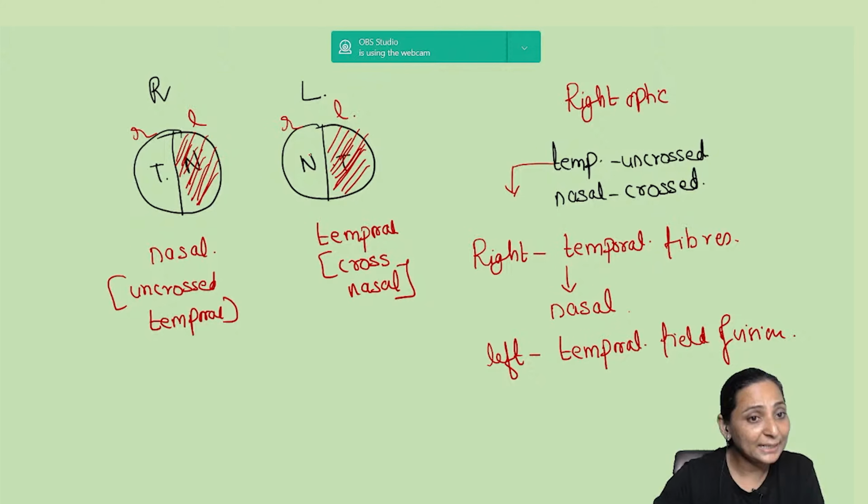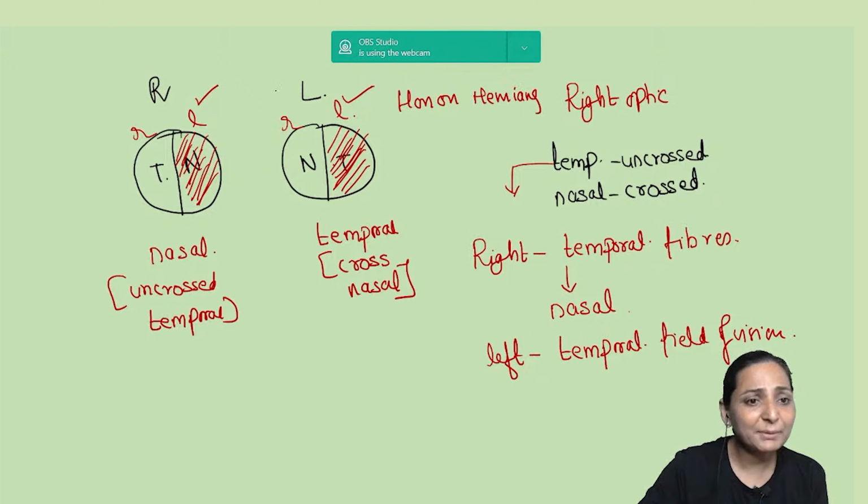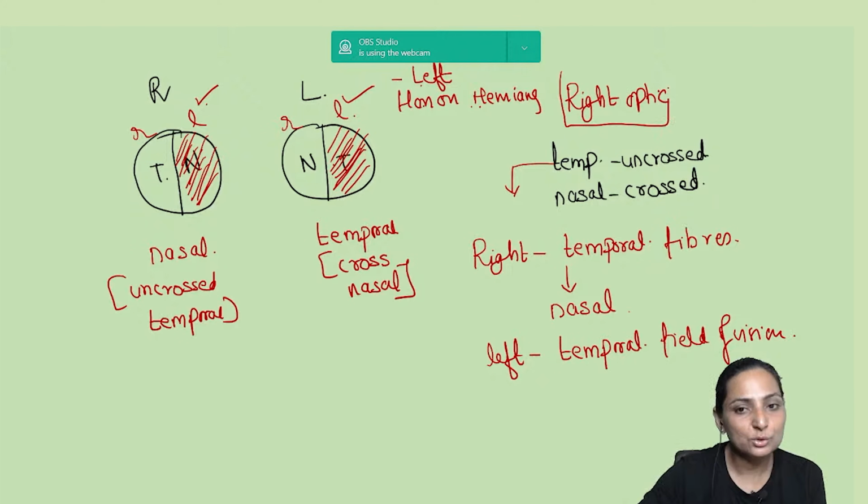But which sides are both of them? Left. Both of the sides are left. So this becomes a homonymous hemianopia, and because both of the left sides are involved, it is going to be left homonymous hemianopia. The tract that is going to be involved will be the right optic tract.